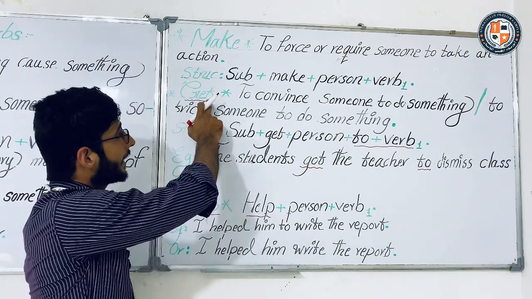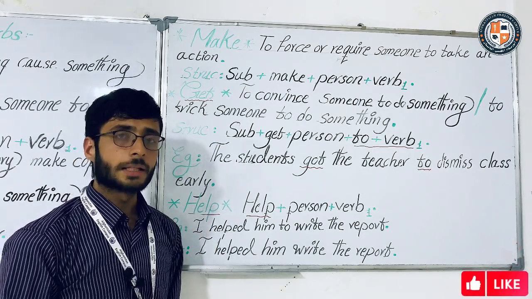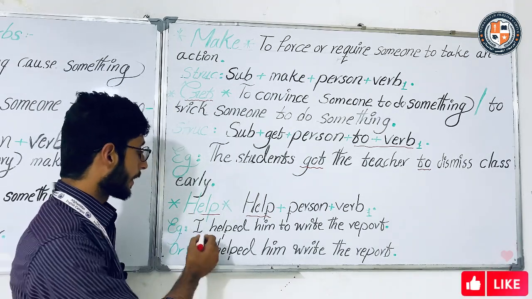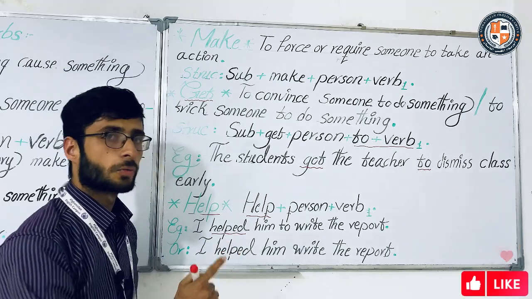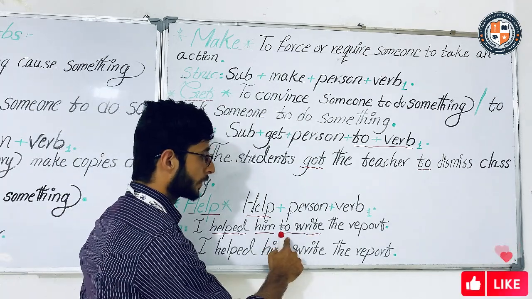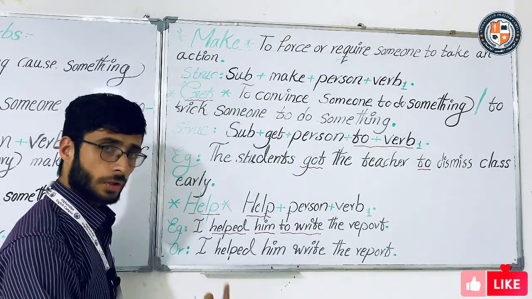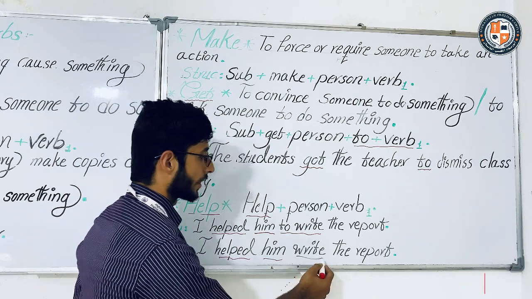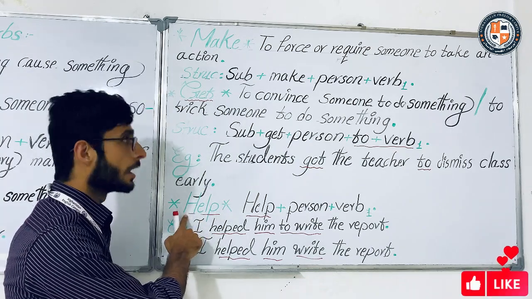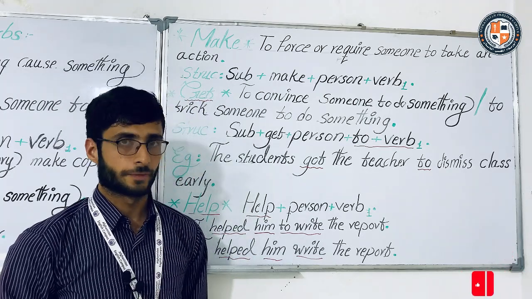See, for get, we must have to before the verb. For help, there are two options. It means it is optional to use to before the verb or not. Like these two examples: I helped him to write. Help is one of the causative verbs. Him is the person. To write, to plus verb, is called the infinitive. We have an infinitive after help. Another example you can say: I helped him write. And here we have the bare infinitive. It means there are two ways of using help, but for get we should have to, while for the other three there is no to before the verbs.